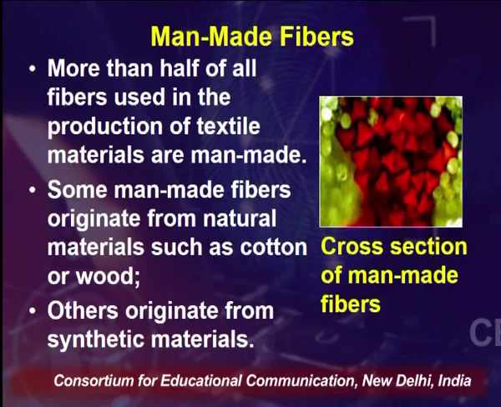More than half of all fibers in the production of textile materials are man-made. This is how the cross section of a man-made fiber looks. Some man-made fibers originate from natural materials such as cotton or wood, and we call them man-made because we mix a certain amount of synthetic fibers with these natural fibers. So, they come under the category of man-made fibers. Other man-made fibers are synthetic materials and are completely made in the lab. We can use various microscopic techniques to further differentiate between these different types of fibers.